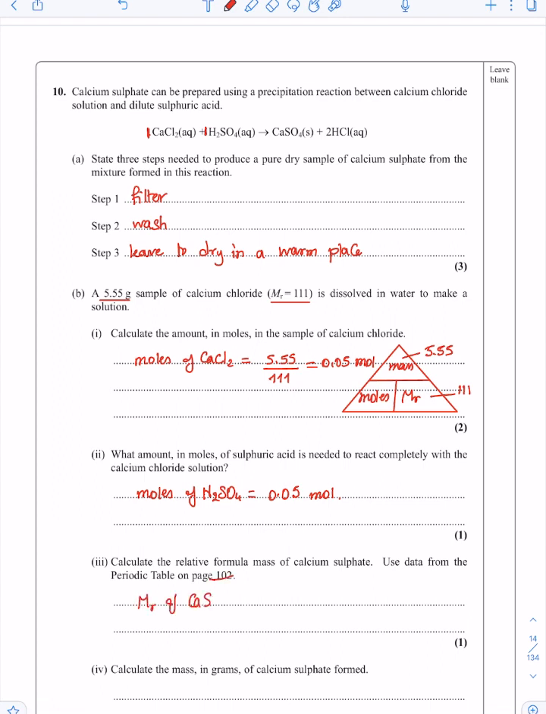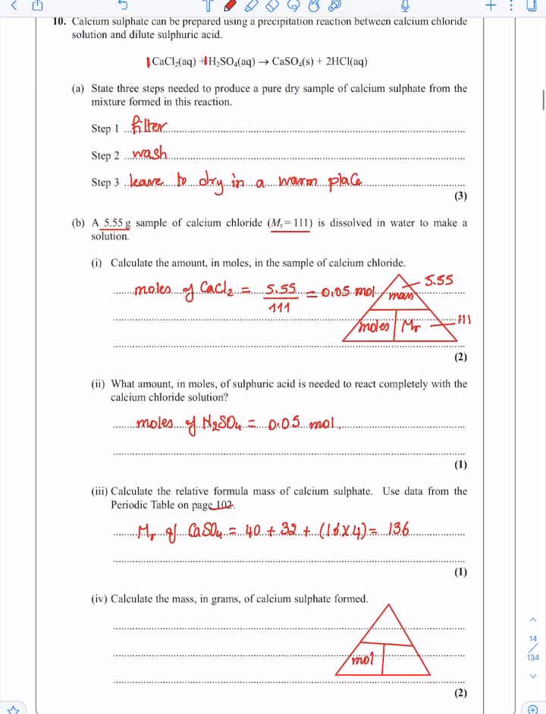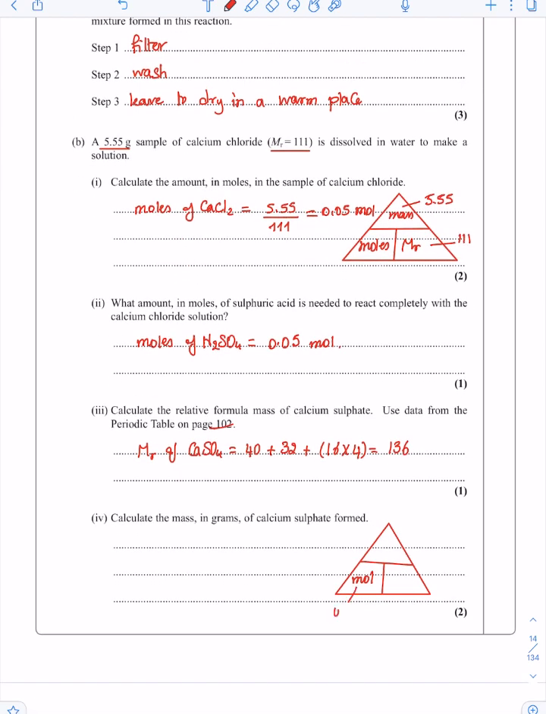ال MR of calcium sulfate calcium ب 40 sulfur ب 32 والأكسجين 16 by 4 ده يطلع 136. طيب calculate the mass in gram of calcium sulfate. طب أنا دلوقتي عشان أحسب الماس I need المولز already كنا مطلعينها في double I أو نقدر نجيبها بالريشيو مع كل الكالسيوم كلورايد أو السلفوريك أسيد لأن الريشيو 1 to 1 to 1 يبقى المولز عندنا 0.05. الماس ده اللي أنا عاوزه. الام ار كنا حاسبينه في تريبل اي 136 يبقى هنا الماس of calcium sulfate is equal to المولز اللي هي 0.05 times 136 ده هيديني 6.8 grams.